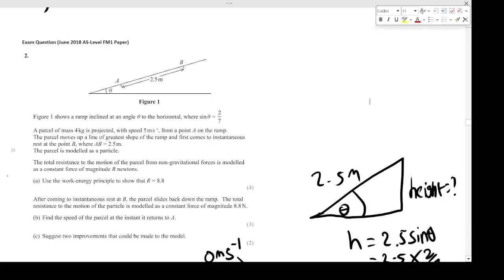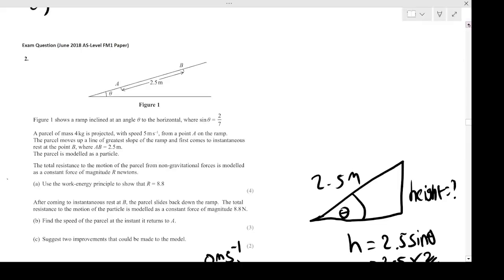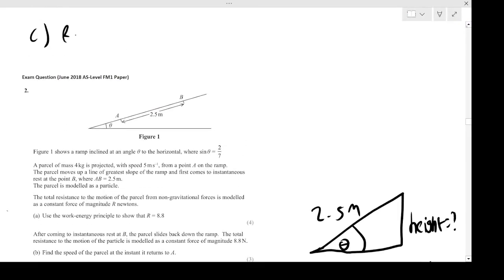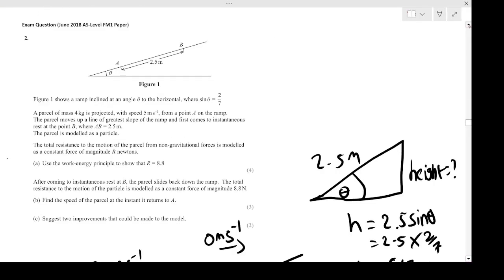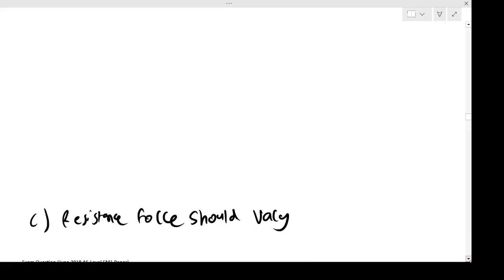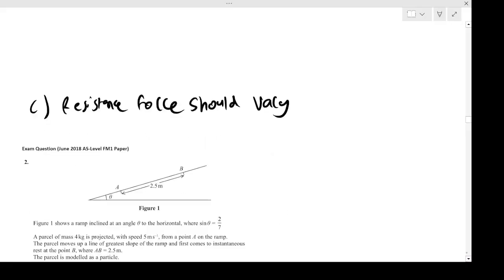If you think about, for example, driving a car, you can expect more friction if you drive it really fast compared to going really slow. So in reality, you should expect the resistance to change. So the resistance force should vary. So that's one improvement. That's the first one.